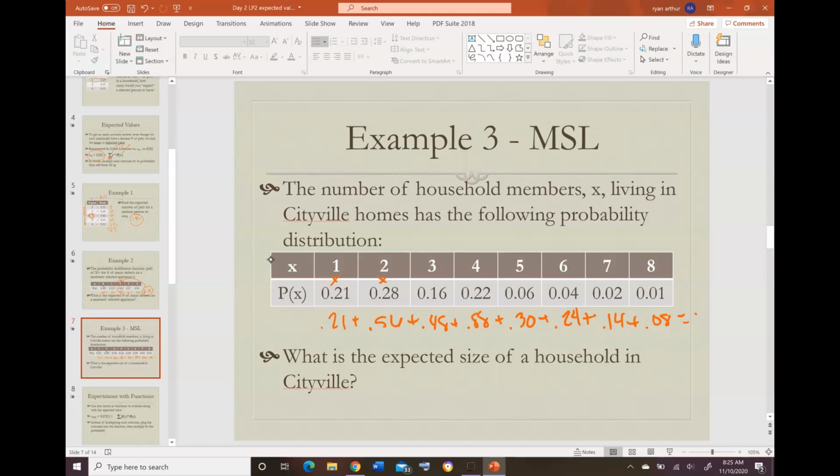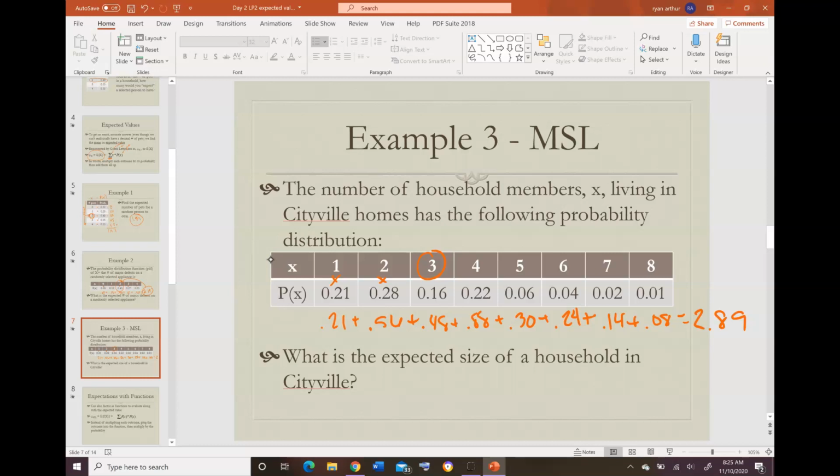And I'm going to get 2.89. So see, that kind of rounds up to 3, so I would have been off on that one, okay? But you see how that 0.22 and 0.16 was pulling it a little bit over 2? So the expected size of a household is going to be about 3 people, okay?